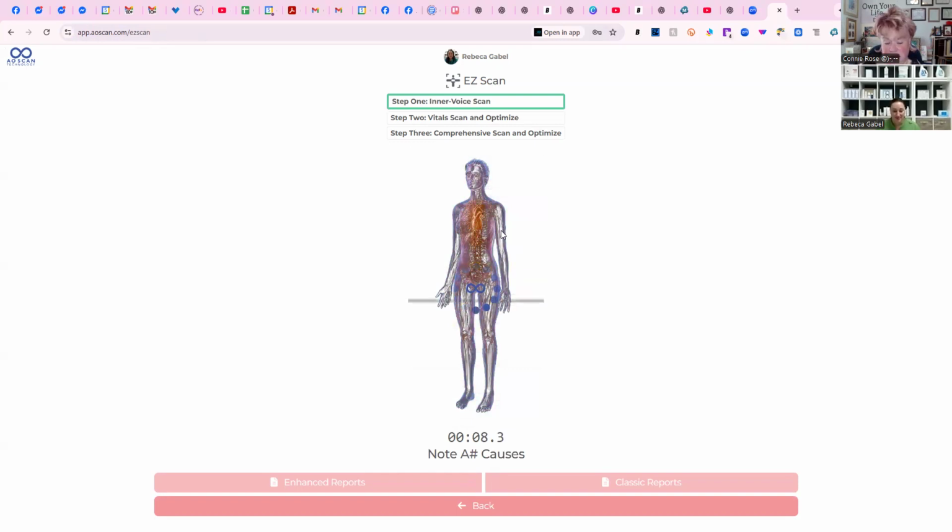And then at this point, if you want to look at the bottom of the screen, it'll tell you what it's scanning. Now it's still in the InnerVoice scan, and right now it's scanning note A. No, now it's on G sharp vitals. And it's going to be cycling through the things that it's scanning in your body, how your emotional body is impacting your physical body. Then it's going to go right into vitals scan and the optimization. Then it'll go into the comprehensive scan and optimization.